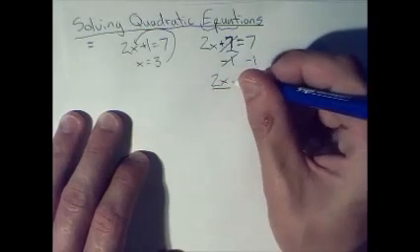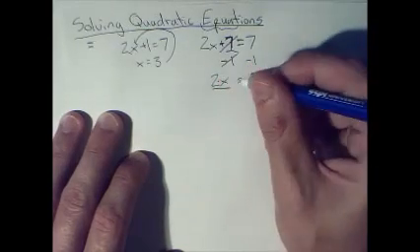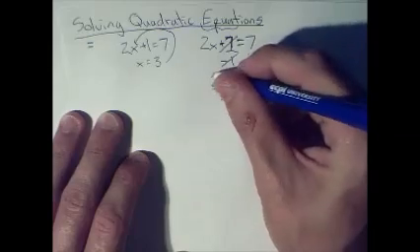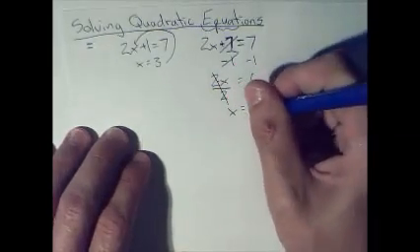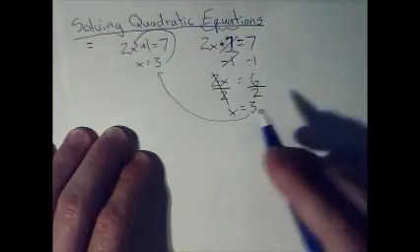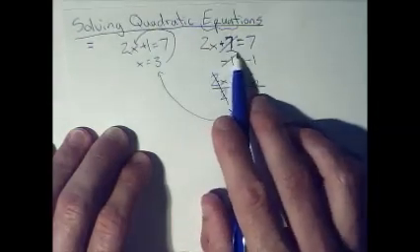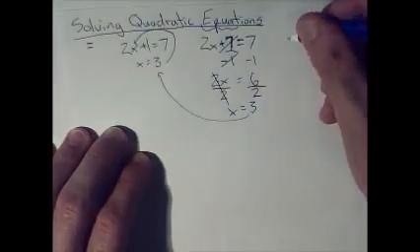2 times x, remember that 2x means a coefficient, multiplication. Multiply and divide cancel each other out. What I do to one side, I do to the other. x equals 3. There's where that 3 comes from. That's if we have an x to the first power and all we need are a few inverse operations and we can cancel things out.